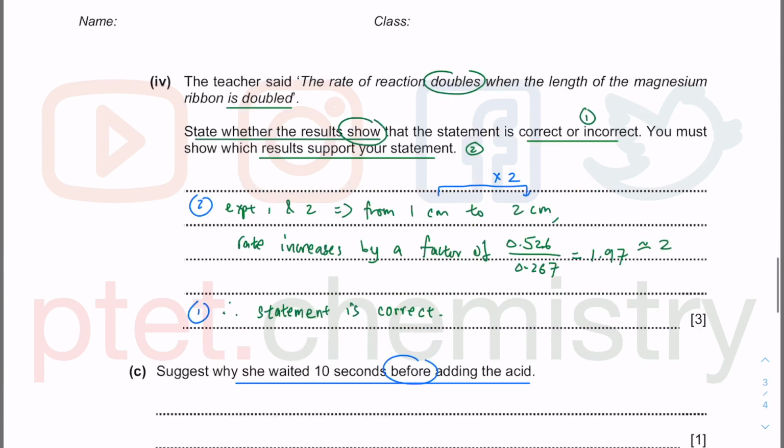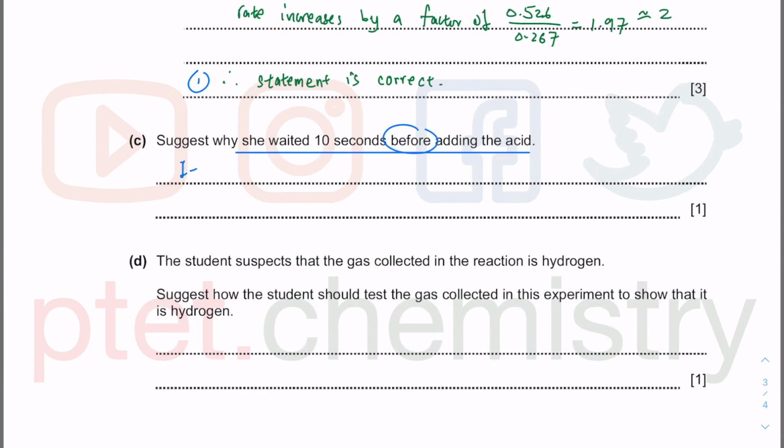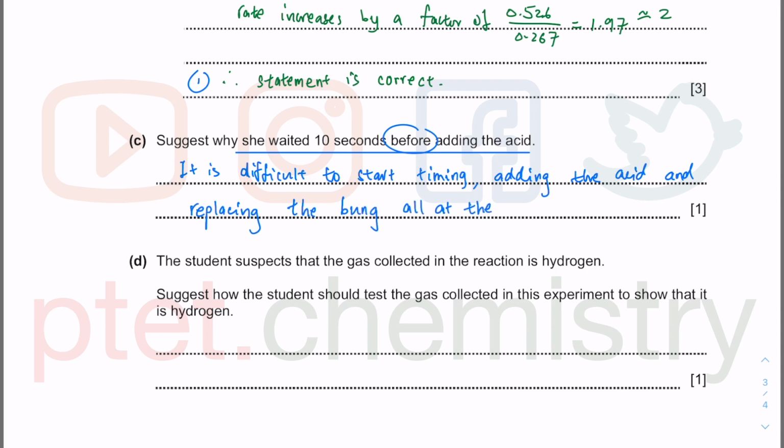So we can see that there is a difficulty. It's difficult to start timing, add the acid and replace the bung or stopper all at the same time. I'm just using the words in the instruction without adding new stuff. So basically we are saying that it's impossible for us to do everything at the same time.